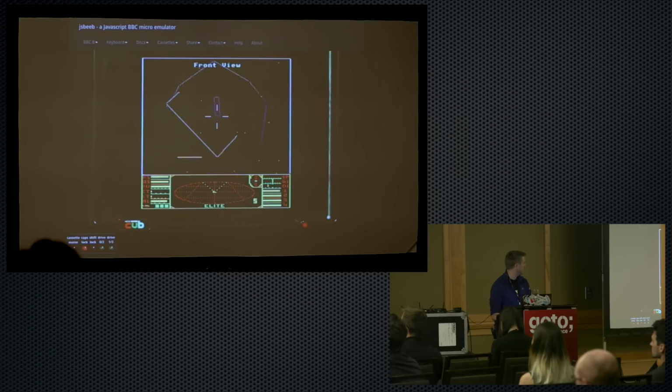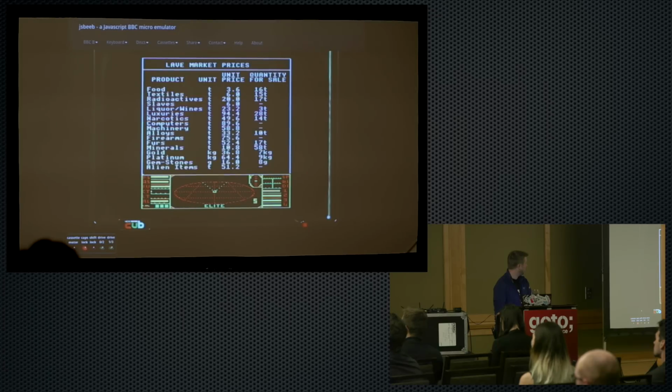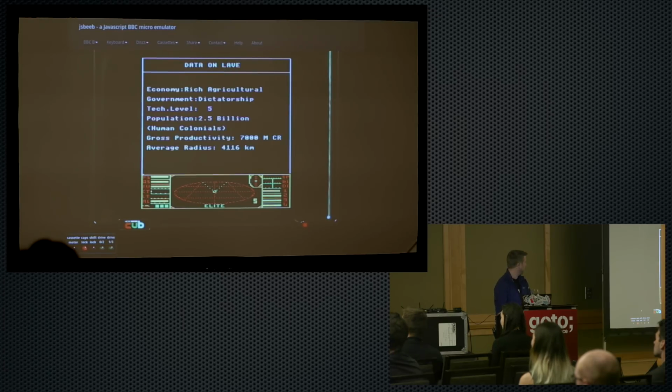And now, if I provoke the police to come out and chase me, come on. We can see some other ships as well. It had AI and everything, and it's got, you know, where are we? That's me. Look, this is the prices of all the goods in this particular place. It's a dictatorship, apparently.